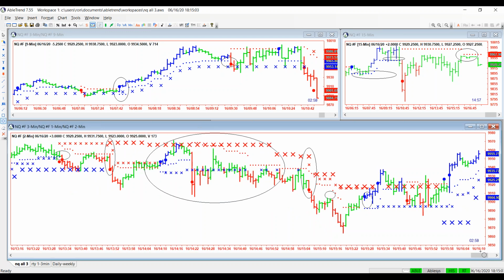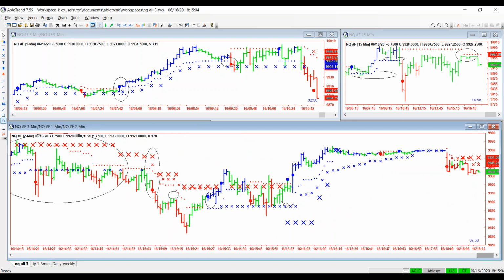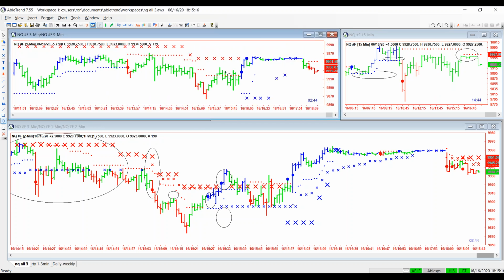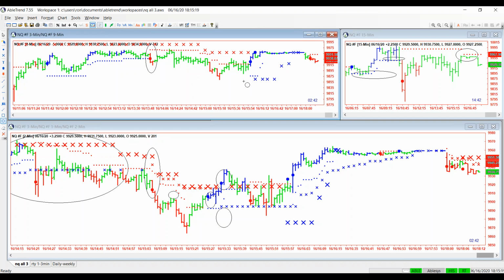Then it was pretty much a choppy mess all day. But the 3 minute, 9 minute, this is no trade, by the way. You need the big X. The 3 minute, 3.9 was really good today. Much smoother. We had a nice sell signal there.